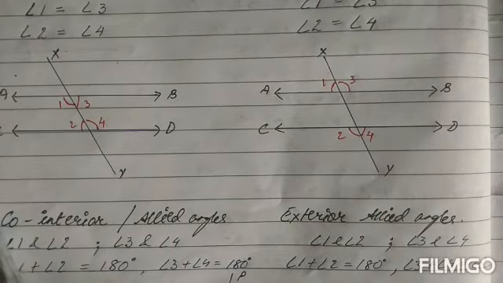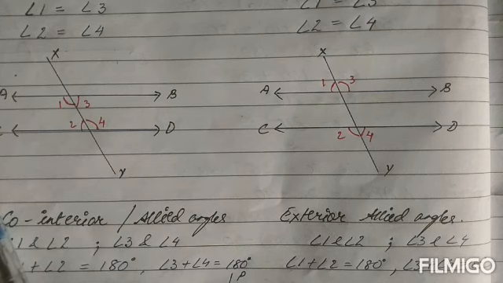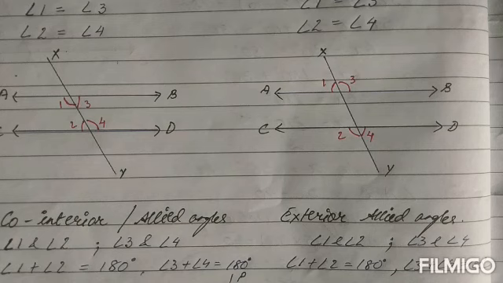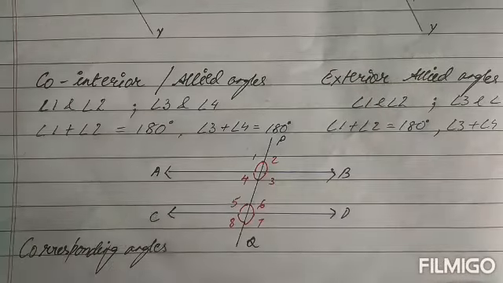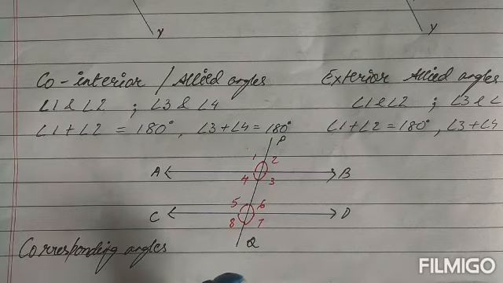Again children, the sum of the exterior allied angles will also be 180 degrees. Like angle 1 and 2 is 180, and similarly the sum of angle 3 and 4 is also 180 degrees. So with this we complete 6 angles children, and now only the last angles are left, and those are known as the corresponding angles. Now look at the corresponding angles children.